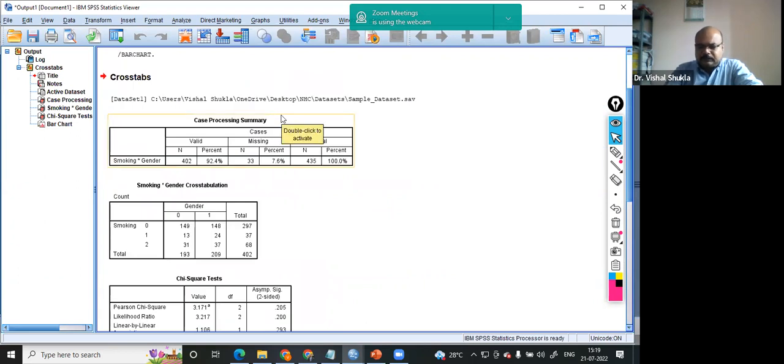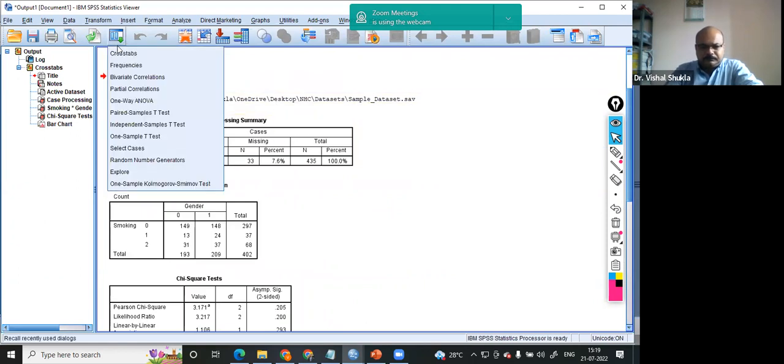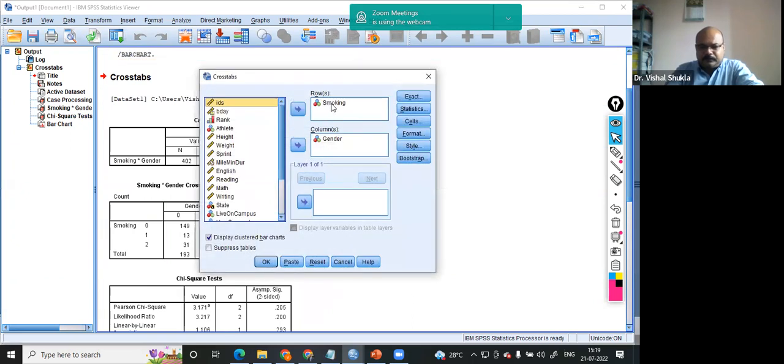So please always remember one thing, that whatever you feel is a dependent variable should come in the row, and whatever you feel is an independent variable should come in the column. So smoking is dependent on gender or independent? That's why we call it the chi-square test of independence. Whether smoking is independent of the gender or not, that is what we are trying to find out.